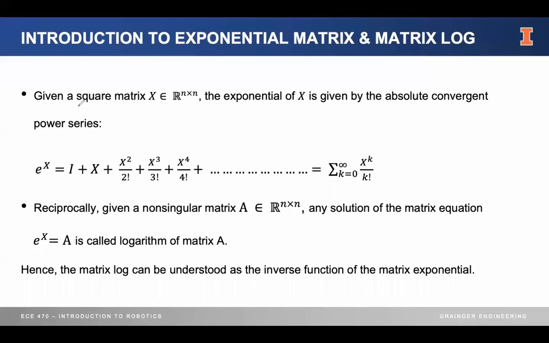Given a square matrix X belonging to real space of dimension n cross n, the exponential of matrix X is given by the absolute convergent power series e raised to X equals identity matrix plus matrix X plus matrix X squared over 2 factorial plus matrix X cubed over 3 factorial and so on.